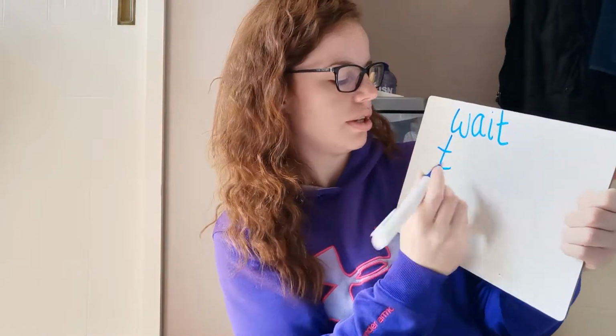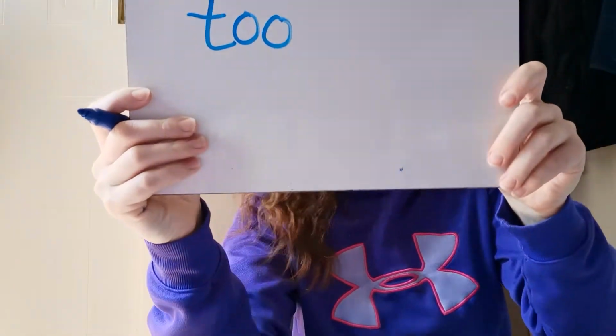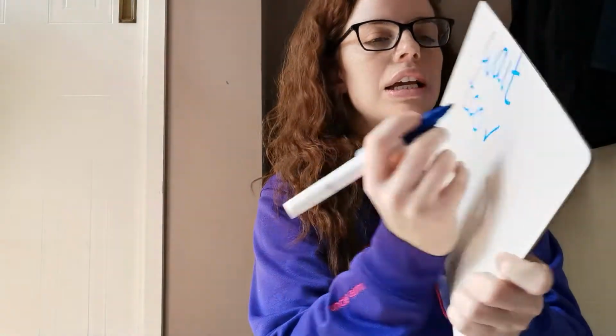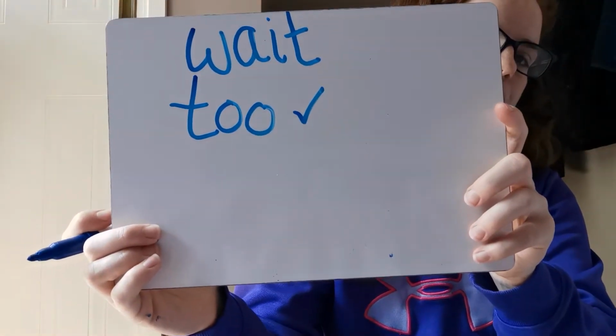So your word is too, and it's not two like the number. It's too as in there is too much soda in the fridge. Too as in an excessive amount. Too. All right, so we have t-oo, t-oo. So when we write it, we have t-oo, too. If you got that right, give yourself a tick. If you got it wrong, please correct it.